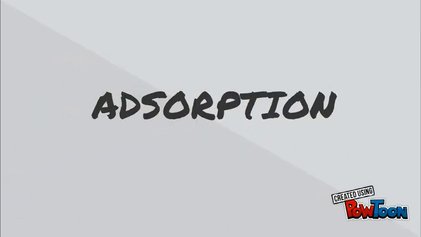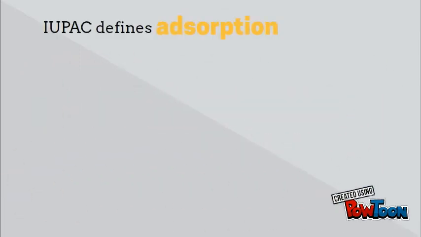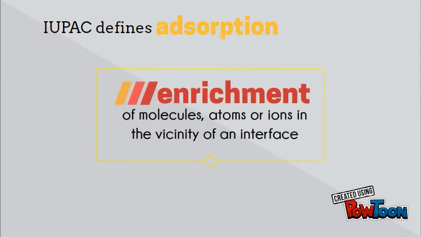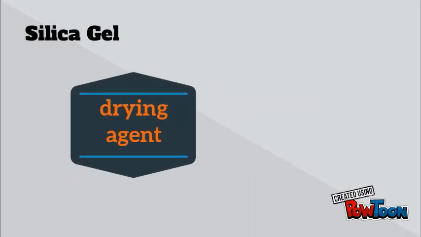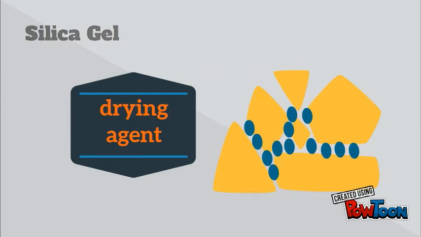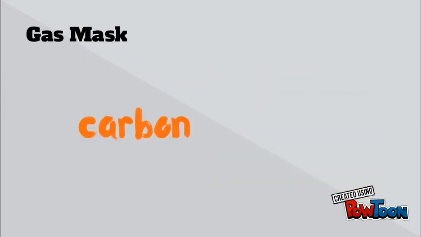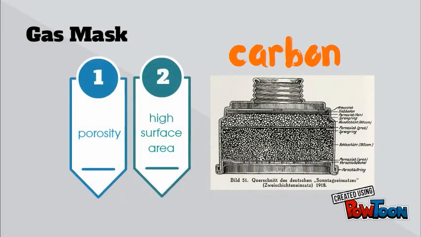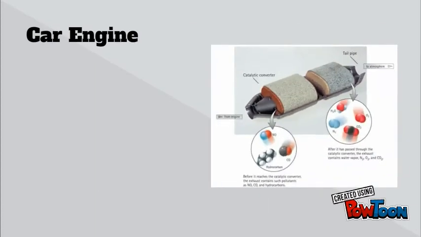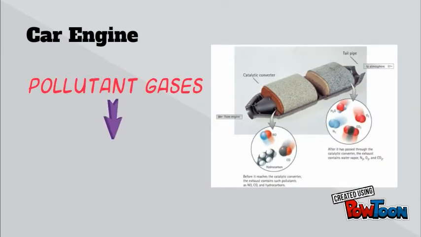adsorption takes place. IUPAC defines adsorption as the enrichment of molecules, atoms or ions in the vicinity of an interface. Silica gel is an effective drying agent because water molecules adsorb into its pores. Activated carbon in a gas mask filter adsorbs toxic components in the air due to its porosity and high surface area. On the walls of the catalytic converter of a car engine, pollutant gases are converted to safer ones.